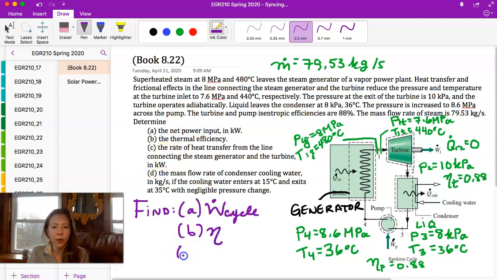C is the rate of heat transfer from the line connecting the steam generator and the turbine. So that's Q dot, and I'm just going to call it 1. That is for the process from 1G, when it exits the generator, it's the heat lost before it enters the turbine. So that's between 1G and 1T, so it's technically still a process. And then finally, we want the mass flow rate of condenser cooling water in kilograms per second. If the cooling water enters at 15 degrees C, let's call this 5, and we'll call this 6. So T5 is 15 degrees C.